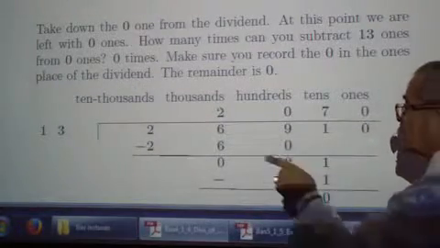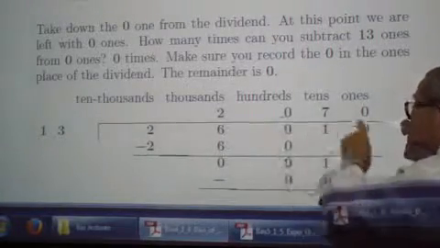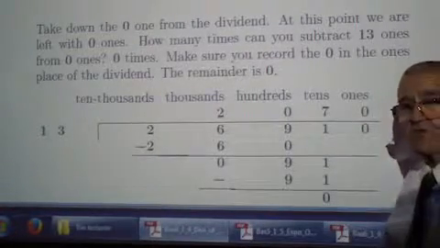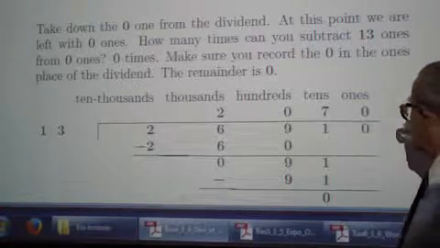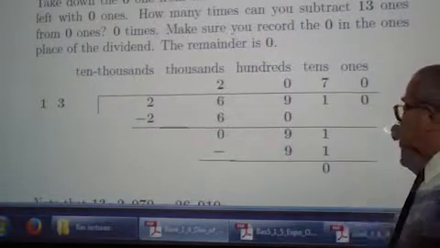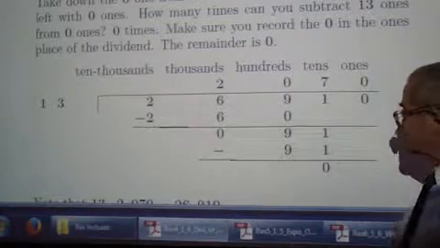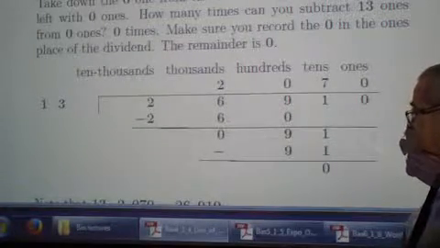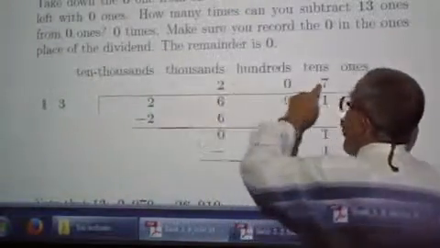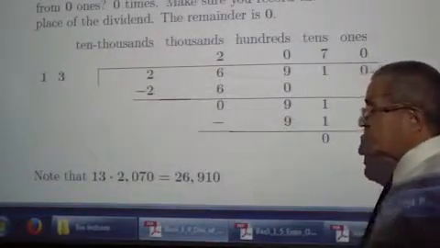So how often can you divide 13 into 26,910? 2,070 times. Again, watch out for these zeros. They are very, very important. They are crucial. You need time to copy this. This is essentially the final result. If you multiply the 13 by 2070, you're supposed to get 26,910, and apparently you do.